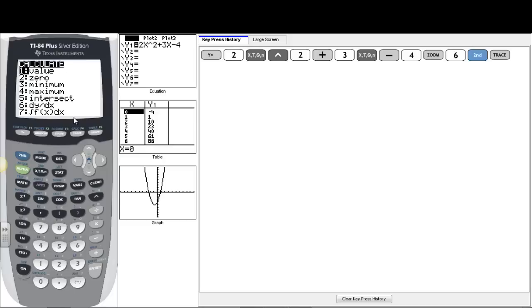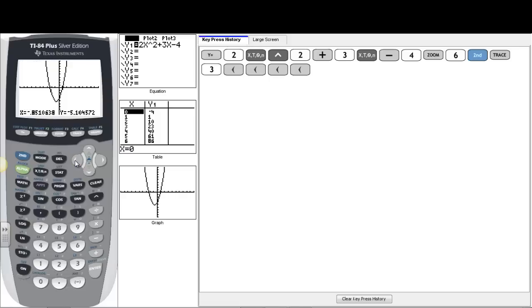And then if you look up here at 3, that says minimum, so we can hit our 3. And then you'll see it says left bound. That means that I need to be on the left-hand side of that lowest point. So I arrow over to the left, just get off of the vertex or the bottom of that graph, and then anywhere over there is fine. If you're doing this with me and your numbers don't look quite like mine, as long as you're to the left of that vertex, the lowest point, then you can just press enter.